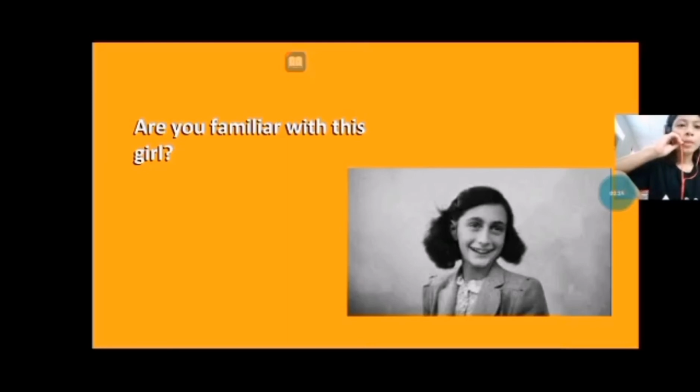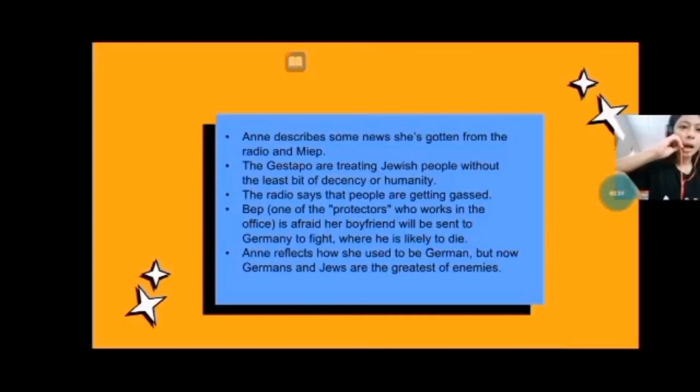They describe this girl. This is Anne Frank. She is a famous diarist during World War II. She is a good writer, and she is a German-born Jew.